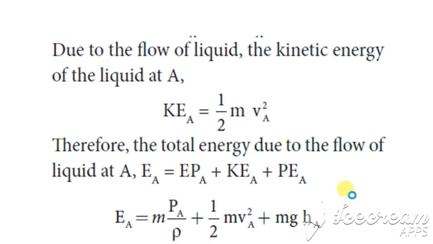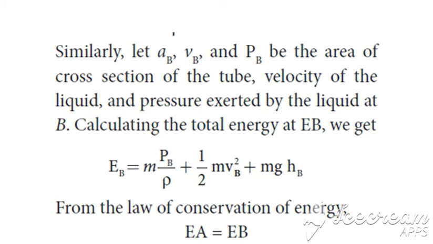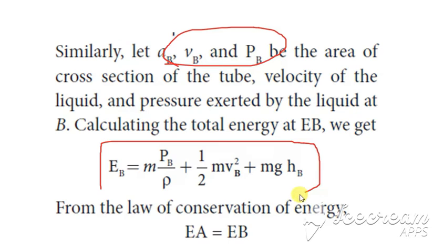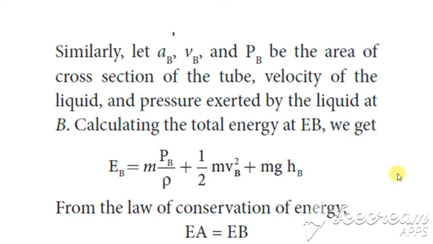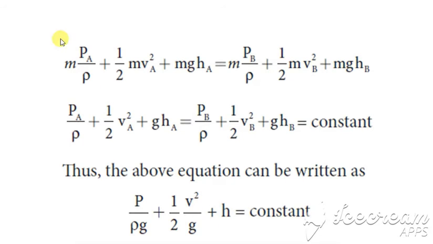Yes, so next we are going to find for the point B, considering AB, VB, and PB to be the area, velocity, and the pressure. Then EB is equal to what? So the same formula, but we are writing it as B in all the terms. And from the law of conservation of energy, what is the law of conservation of energy? Energies are equal, and so we can write EA is equal to what? EB. Yes.